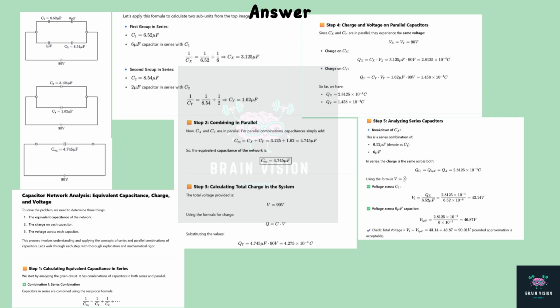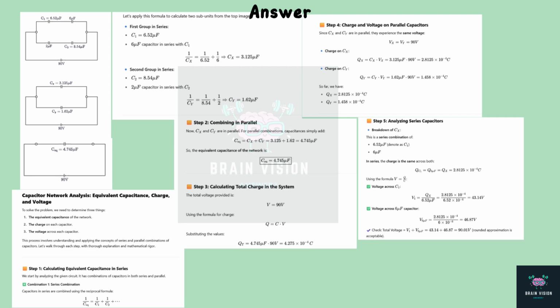Capacitor network analysis: equivalent capacitance, charge, and voltage. To solve the problem, we need to determine three things. 1. The equivalent capacitance of the network. 2. The charge on each capacitor. 3. The voltage across each capacitor. This process involves understanding and applying the concepts of series and parallel combinations of capacitors. Let's walk through each step with thorough explanation and mathematical rigor.